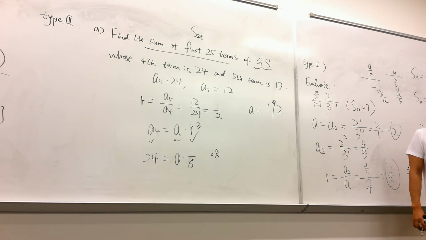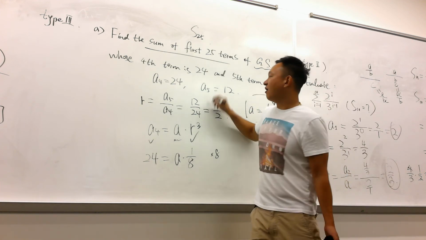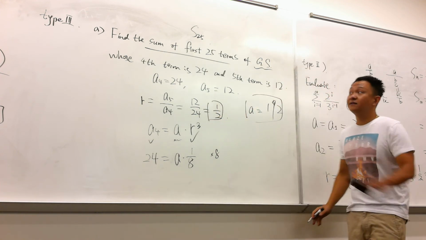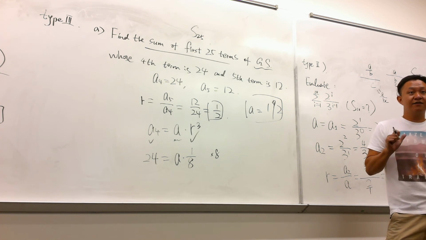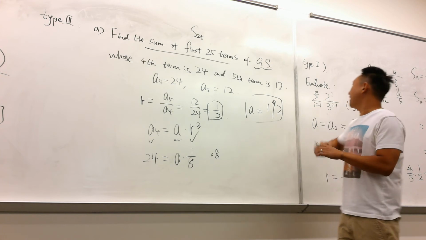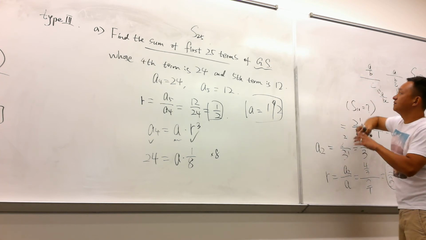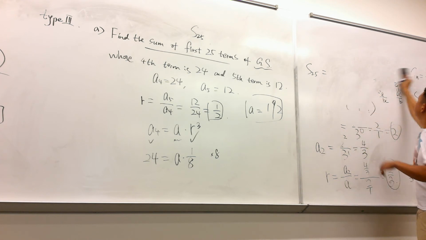Okay, cool guys. And then same thing, same old. You get A, you get R, you get everything. And then again, guys, what are we looking for? We're looking for S sub 25. Are you cool, guys? Any questions, please? You cool? Alright. Then what? You are looking for S sub 25. So S sub 25 equals what?